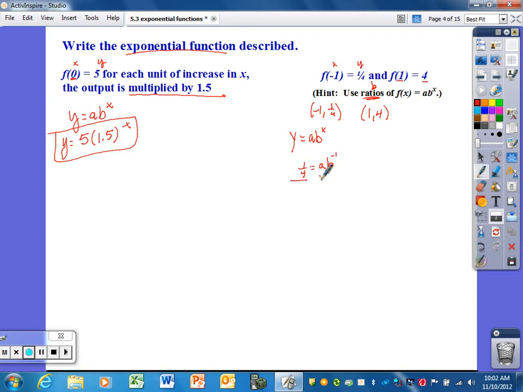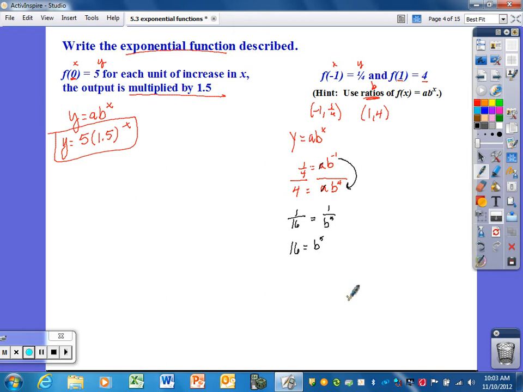Then I'm going to set up my other one as a ratio. Now I'm going to stick 1 in for x and 4 in for y. So I get 4 equals a b to the 4. So when I look at these equations, a and a reduce. 1/4 divided by 4 is 1/16 equals b to the negative 1, which means it comes down, so 1 over b to the 5th. So 16 will equal b to the 5th.